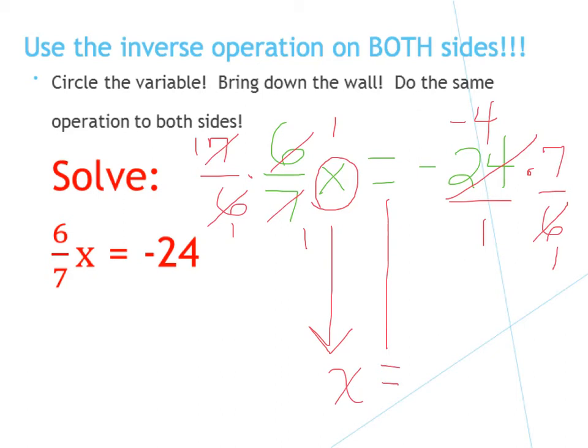Then 7 and 1 cannot be simplified. So I'm going to multiply the numerator times numerator. I have negative 4 times 7. A negative times a positive is a negative. 4 times 7 is 28. And then I have 1 times 1, which is 1. So my final answer is going to be negative 28. And I'm going to box that in.